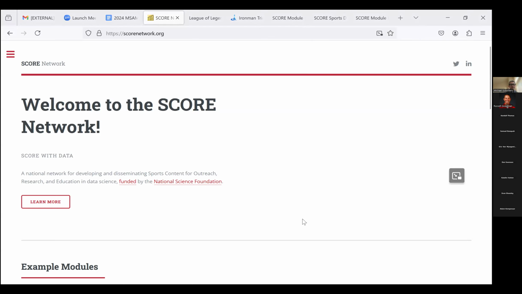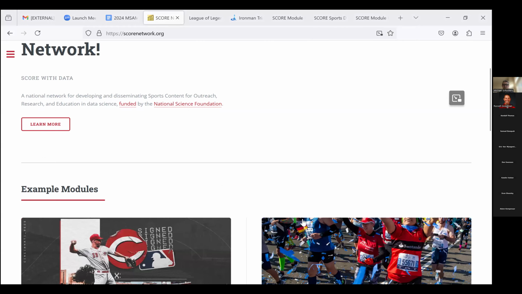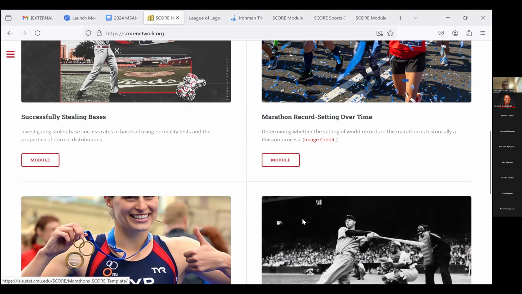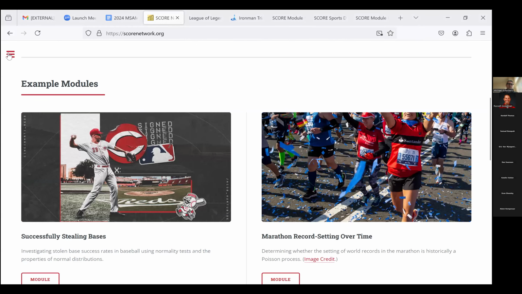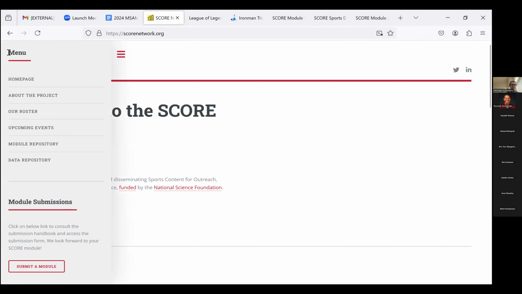So here's the Score Network webpage. Scroll through there, a couple of example modules. Couple of things in our little hamburger menu over here. Some things about us and the projects. But we've got a module repository. We are currently at approximately 25 accepted modules, and we have about another 50 that are in process. And we also have a data repository. I think I have a slide there when we come back on those.